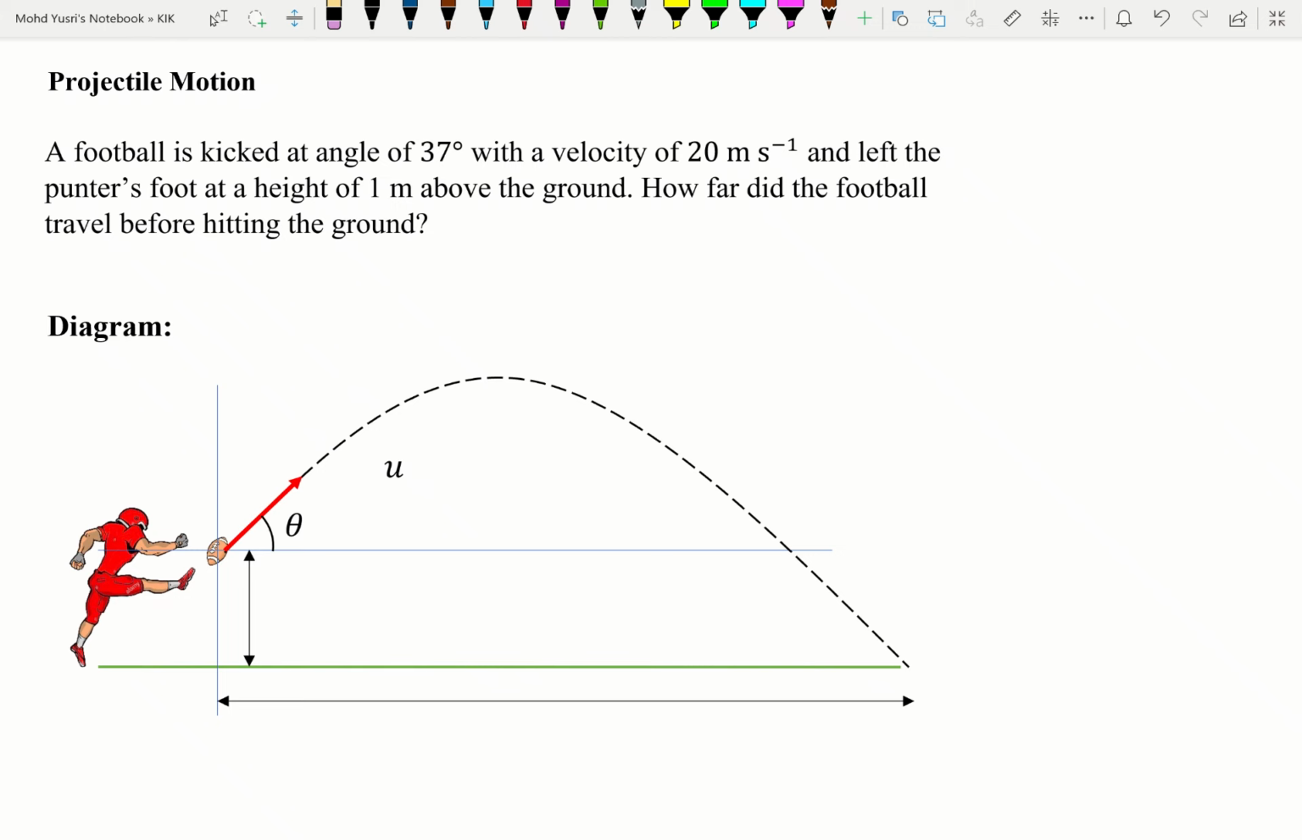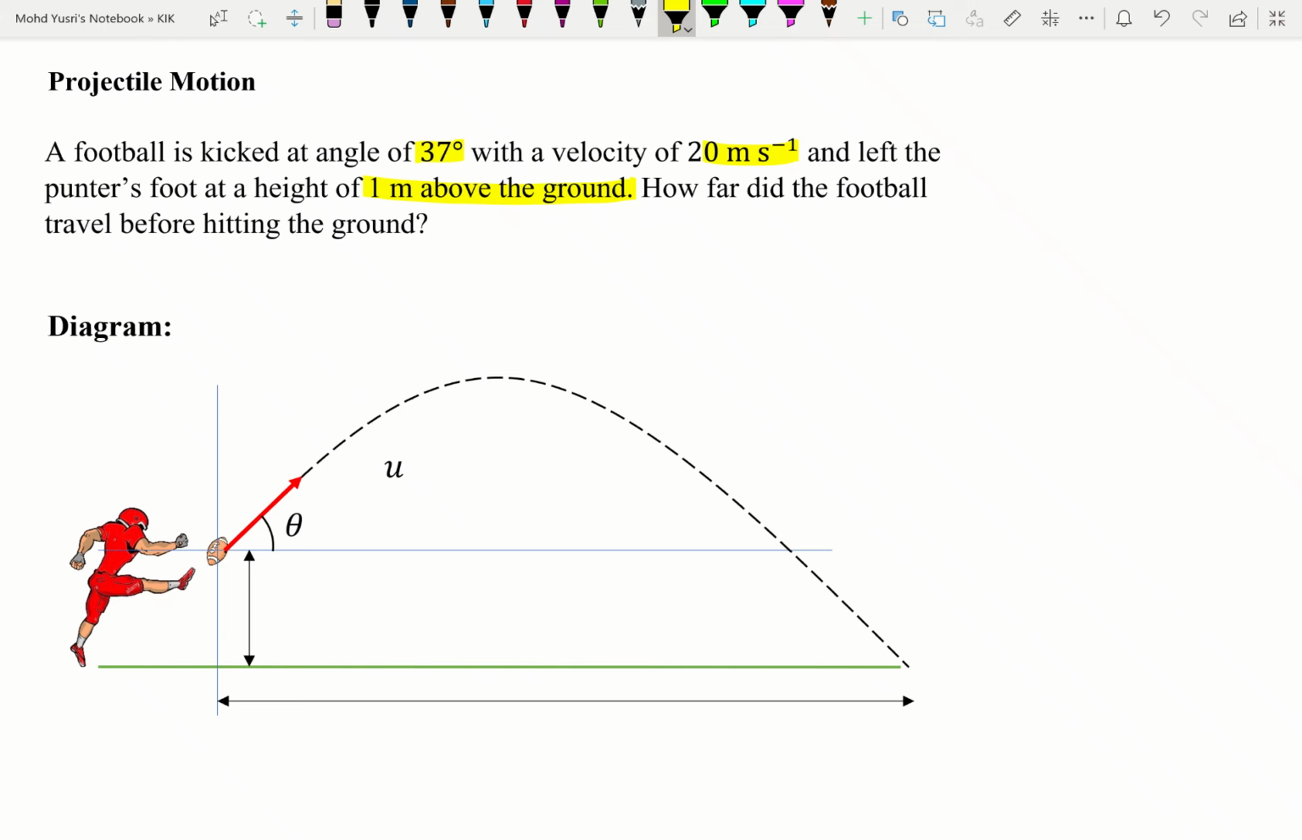Okay, let's read through the question together. A football is kicked at an angle of 37 degrees with a velocity of 20 meters per second and leaves the punter's foot at a height of 1 meter above the ground. The question is asking, how far did the football travel before hitting the ground?